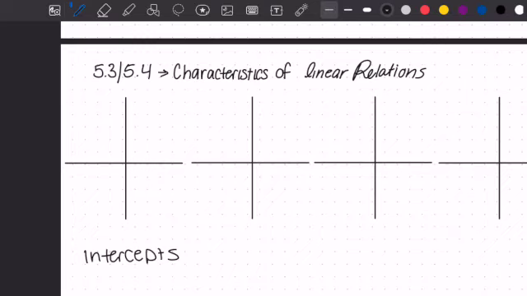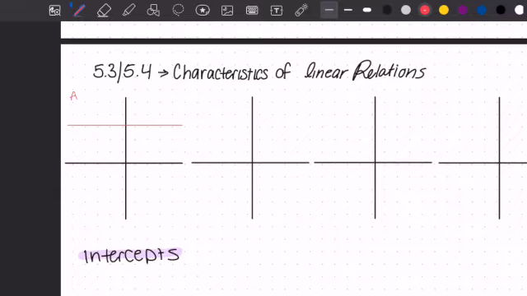Okay, so the next topic we're going to go over is characteristics of linear relations. Some of the things that we're going to be talking about are intercepts and slopes. We can see that I've written those down right here for us. Now, there are 4 different kinds of graphs that we could be looking at. We're going to call this one A. A is when we have a completely straight across horizontal line.